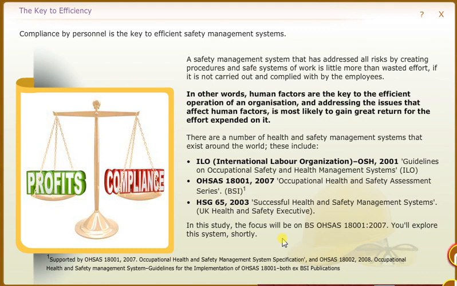There are a number of health and safety management systems that exist around the world. These include ILO, or International Labour Organization, OSH, 2001 Guidelines on Occupational Safety and Health Management Systems, or ILO. OHSAS 18001, 2007 Occupational Health and Safety Assessment Series, BSI. HSG 65, 2003 Successful Health and Safety Management Systems, UK Health and Safety Executive. In this study, the focus will be on British Standard OHSAS 18001-2007. You'll explore this system shortly.